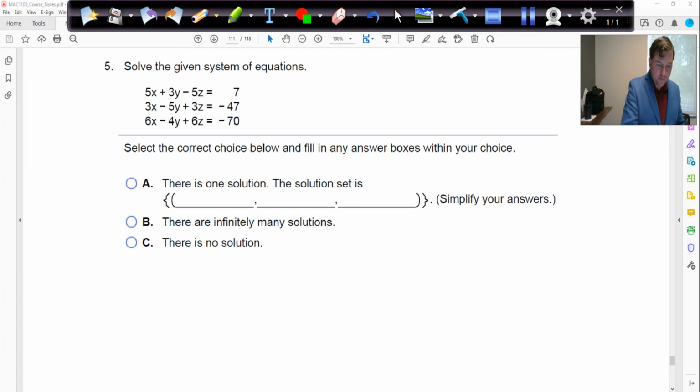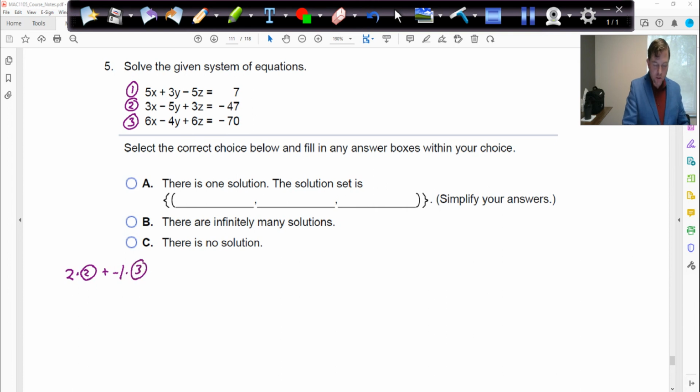So let's write, first off, that this is equation 1, equation 2, and equation 3. Okay, let's try to double equation 2 and add it to negative 1 copy of equation 3.